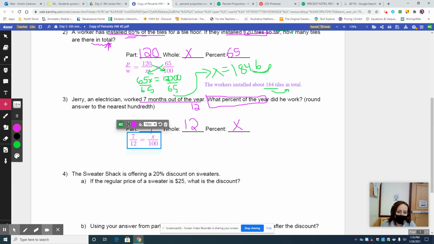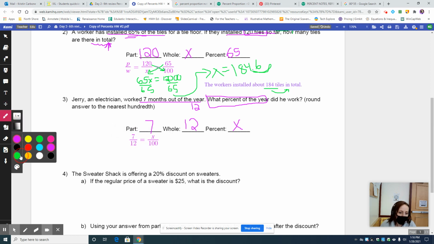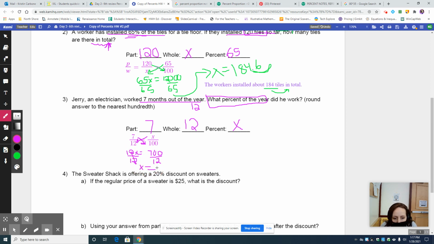From here, we're going to use cross products to solve. 7 times 100 is 700. X times 12 is 12x. And we get the equal sign in between. Then we divide both sides by 12. And we get x equal to 58.3 repeating.